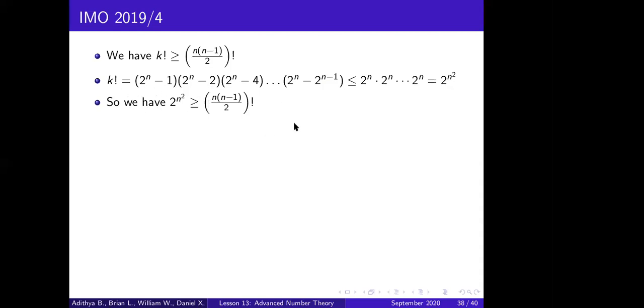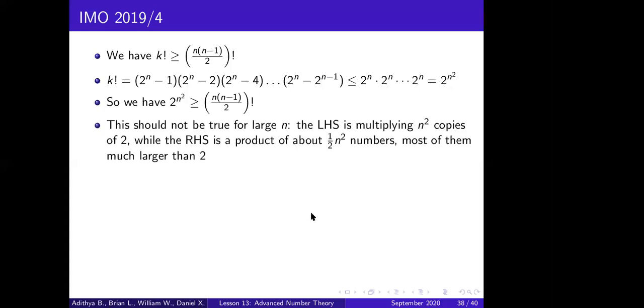And, well, if we look at it, this is not true for large n, right? Because essentially, on the left-hand side, we have a bunch of numbers, there's n squared of those numbers, and they're all 2. Whereas with the right-hand side, we have about half n squared numbers, but most of them are a lot larger than 2, so the right-hand side will eventually become greater than the left-hand side, right? So, well, we can prove this with induction.